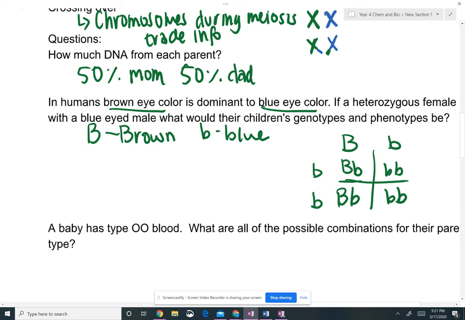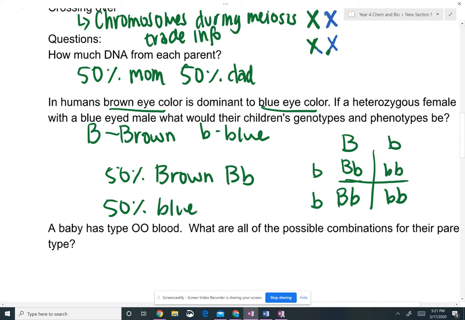So then you guys will see right here that I have 50% brown, which is capital B lowercase b, and 50% blue, which is little b.